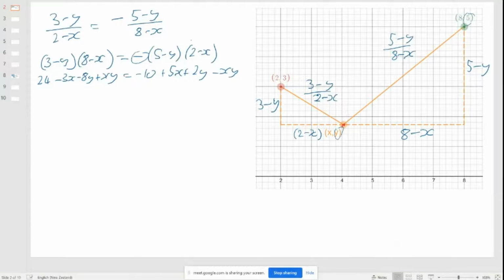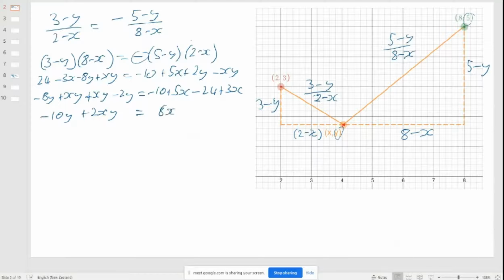Okay, let's get everything with y onto the left-hand side. So I've got my negative 8y plus xy. By the way, this is going to come out really beautifully. It's worth the wait. We add xy to both sides, take away 2y. And on the other side, we've got negative 10 plus 5x, take away 24 plus 3x. Okay, and we'll simplify. Take away 10y plus 2xy equals 8x minus 34.